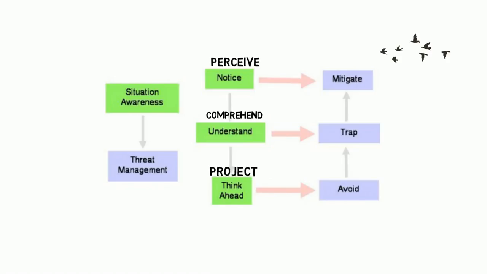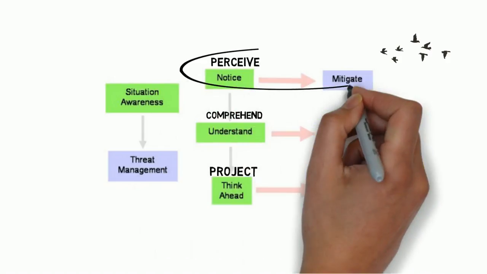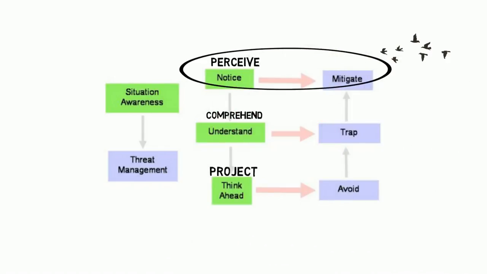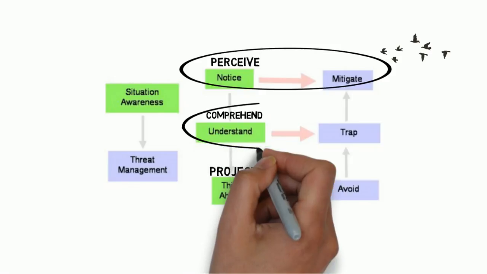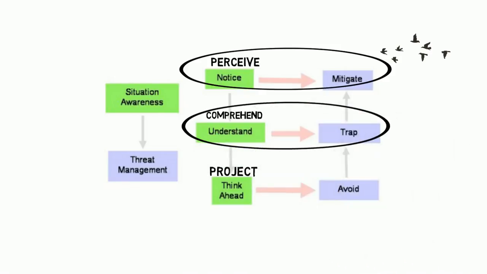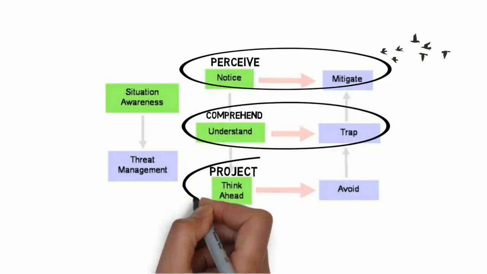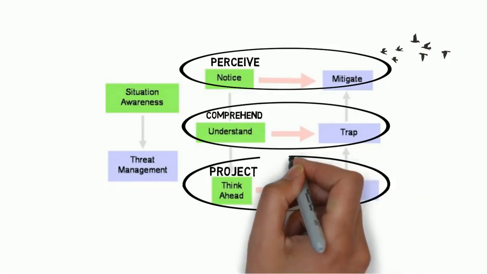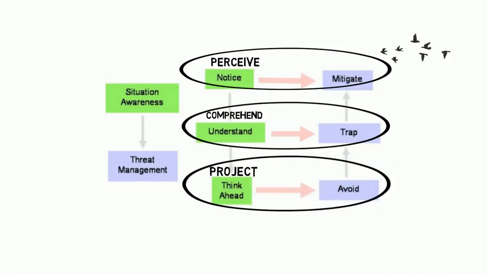So how does this help us to manage threats? If we notice the threat, we can mitigate it. If we understand the threat, we can trap it at its core. And if we think ahead or project, we can then avoid it all at once.